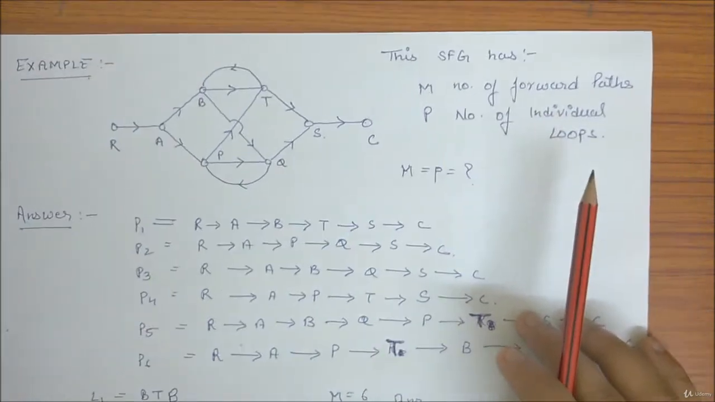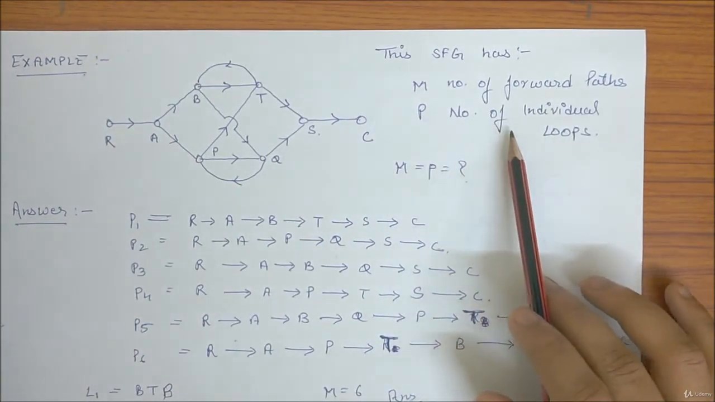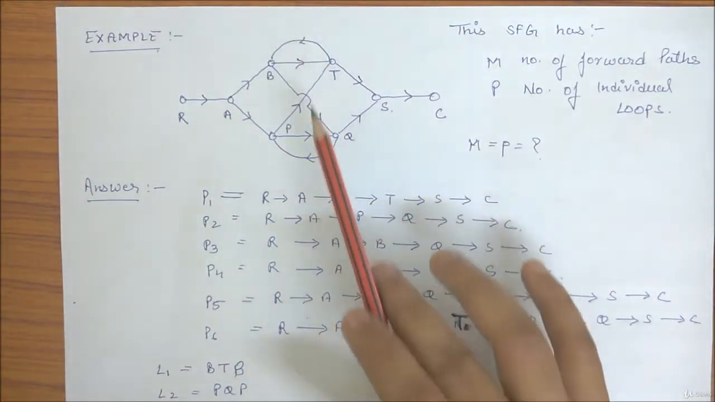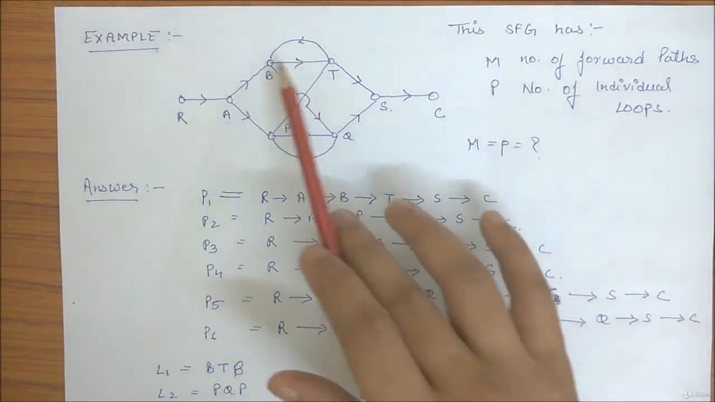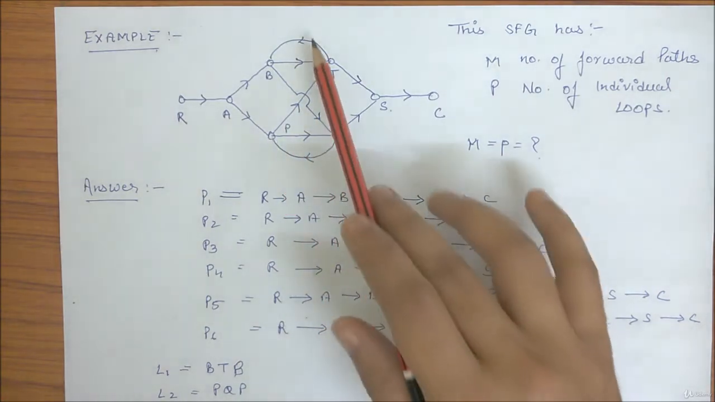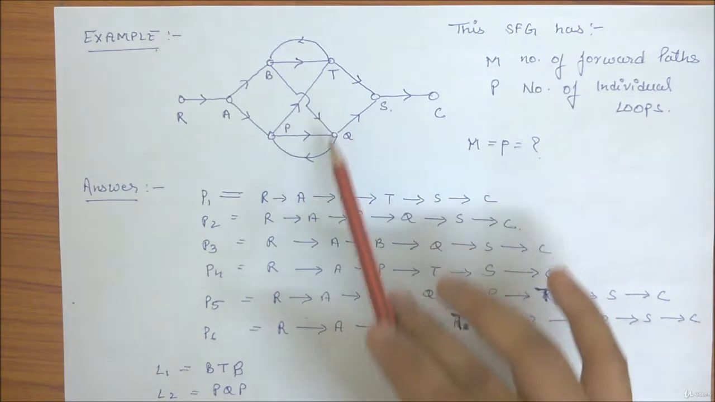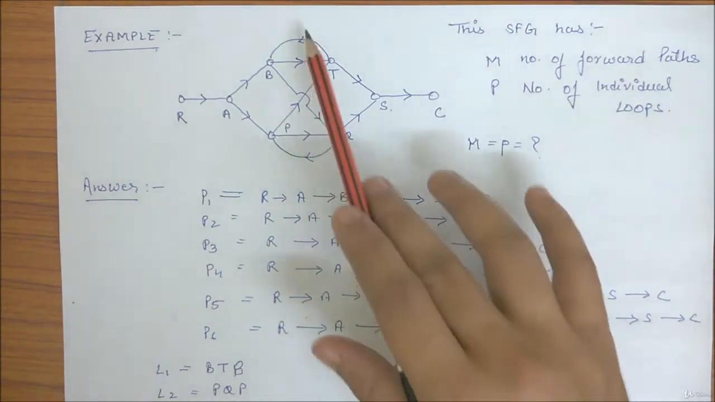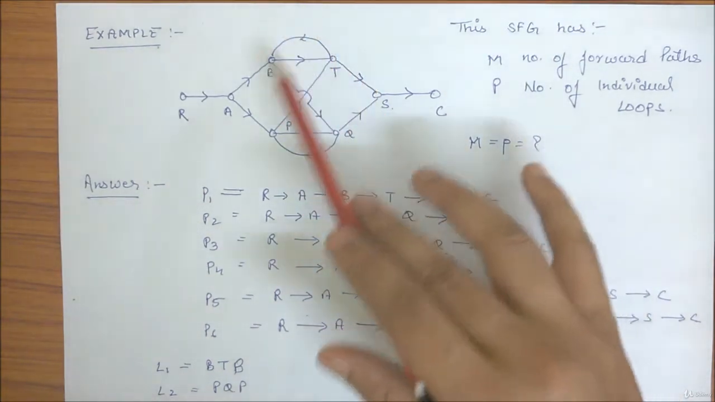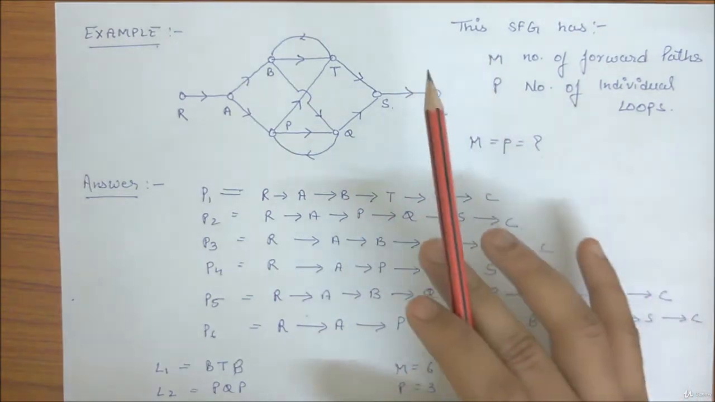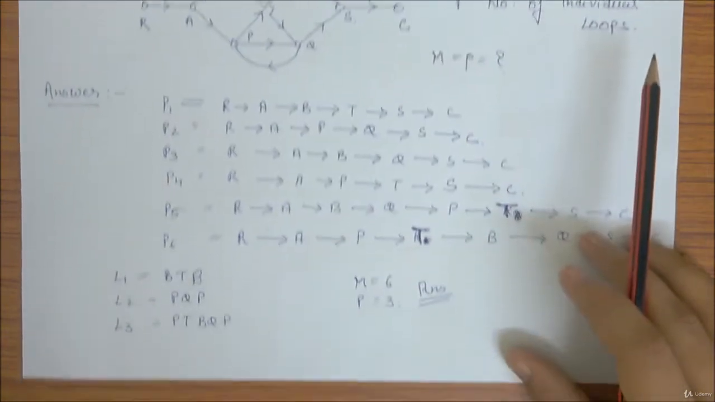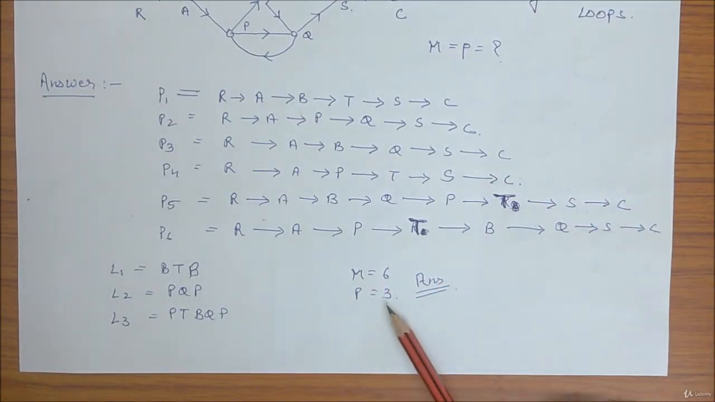Now remember, in the question he asked for the number of individual loops. You don't have to show the non-touching loops. You can see this is one loop, this is one loop, this 8 is one loop, but these 2 loops are touching the big 8 loop, though individually they are not touching each other: PQP and BTB. So you don't have to mention non-touching loops here because he didn't ask for it, only individual loops. My final answer will be m equal to 6 and p equal to 3.